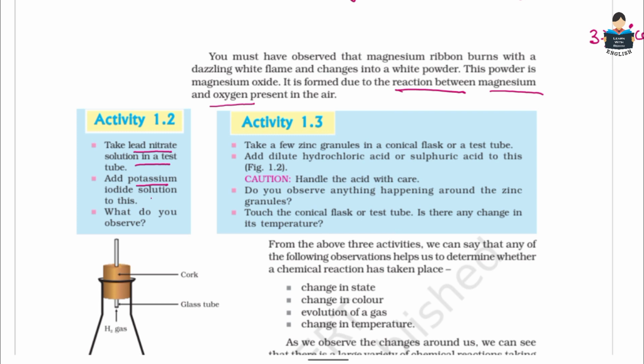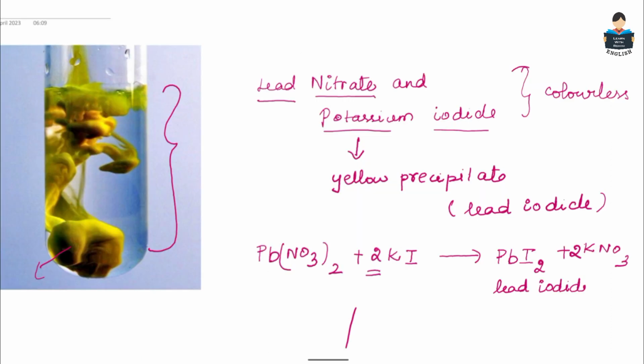Now we can see activity 1.2. In activity 1.2, they have given lead nitrate solution in a test tube and potassium iodide solution in a test tube. They have taken these two solutions and mixed them, that is, they are adding potassium iodide solution to lead nitrate solution. Both these solutions are colorless. When they react with each other, they form a yellow precipitate called lead iodide.